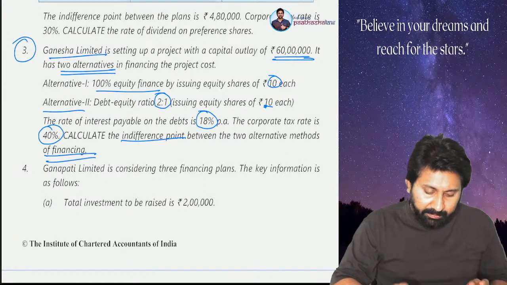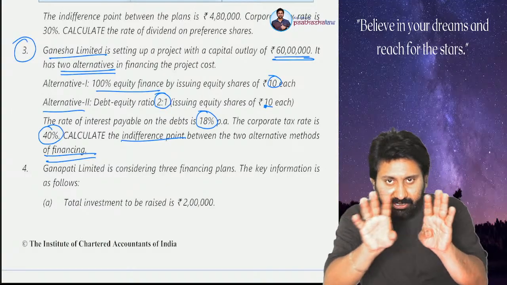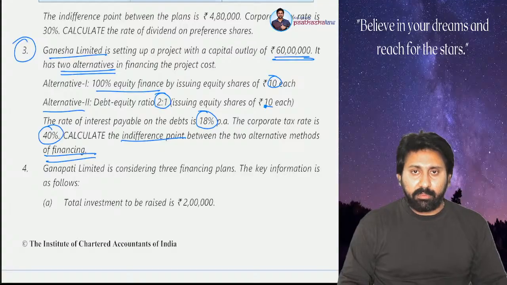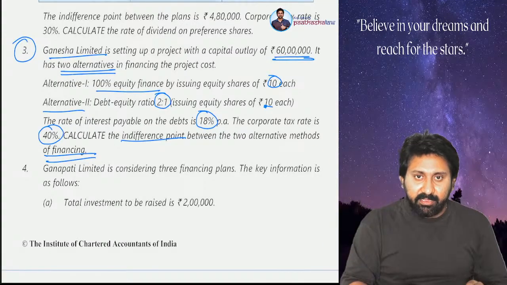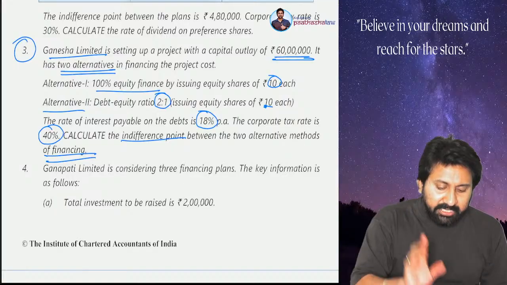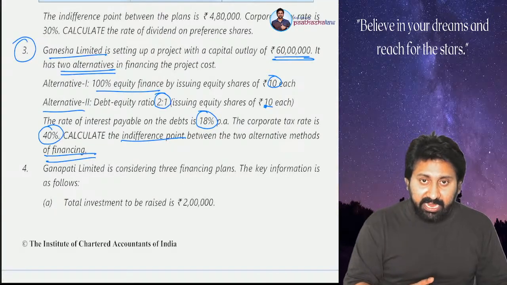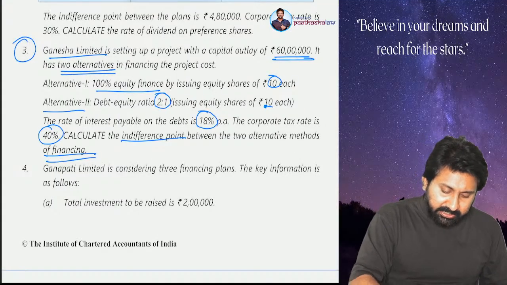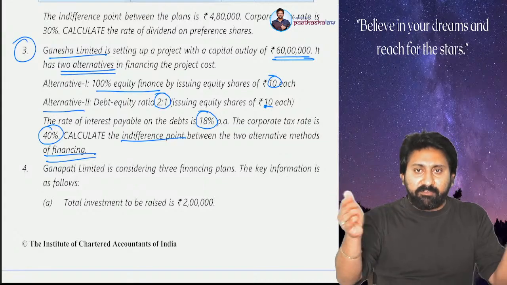Okay. So tell me how to do the question first. I will tell. First, is EBIT given or not given? Not given. If EBIT is not given, what to do? Put it as X. First option is 100% equity finance, so interest will not be there. Second option, equity and debt, so interest will be there. Interest is how much? 18%. We just need to compare both of them and calculate.